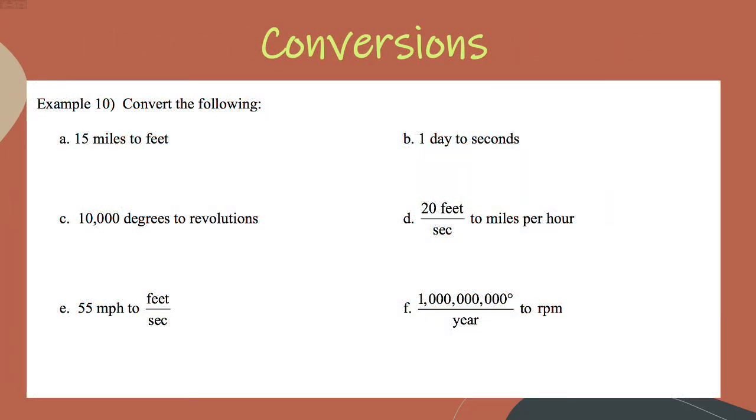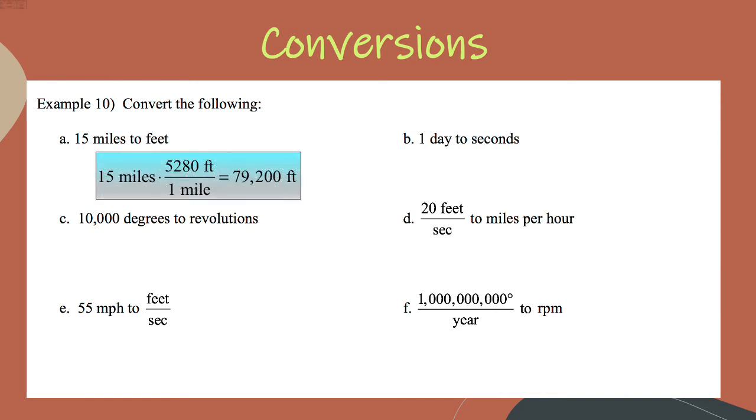In example 10, we are asked to convert a variable using 1 unit to the same variable but using another unit, using the technique that we just showed by multiplying by the number 1. We'd like to convert 15 miles to feet. As stated before, I'm a big fan of putting the units in the actual calculation to show the cancellation. So we multiply our 15 miles by 5,280 feet over 1 mile. The miles cancel and we're left with 79,200 feet.